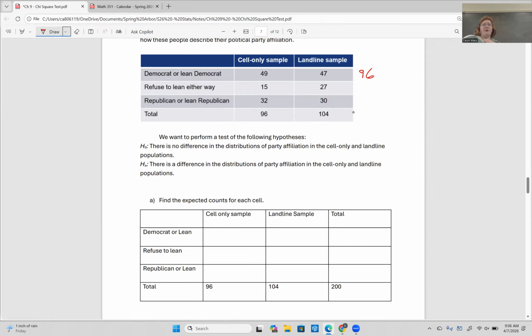How many people claim they don't lean either way? 42. Those that claim to be Republican, 62. And this is our N. So now we have all the information we would need. How would we find the expected for Democrat with only a cell phone?